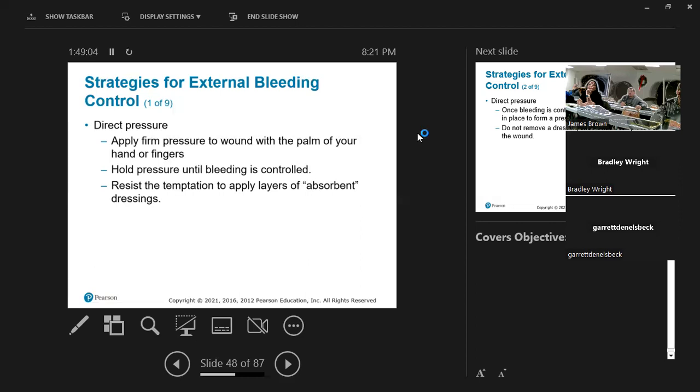All right. So direct pressure: apply firm pressure to the wound with the palm of your hands or your fingers. If it's something deep in there, you have to use your fingers. Don't necessarily recommend it, but it is what it is. Hold pressure until the bleeding is controlled.